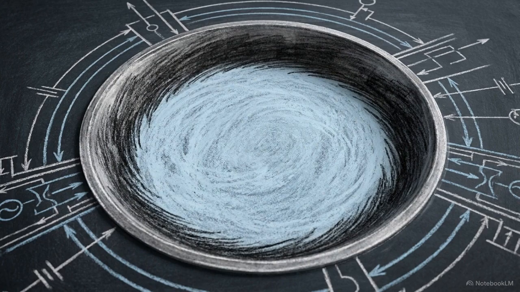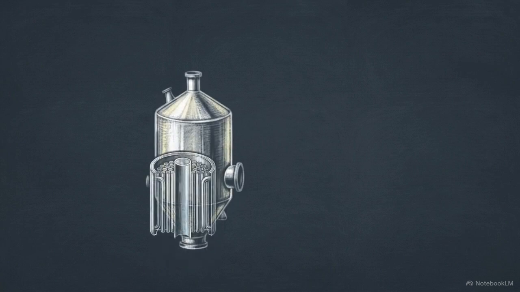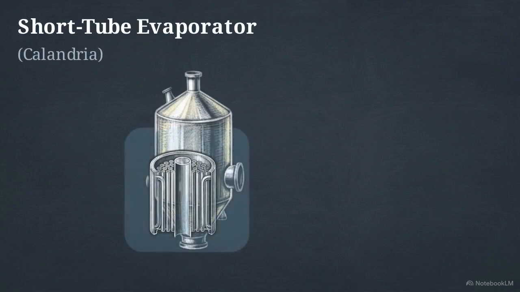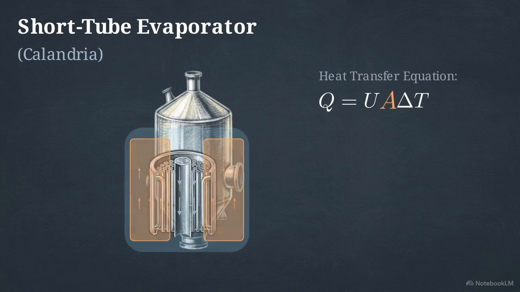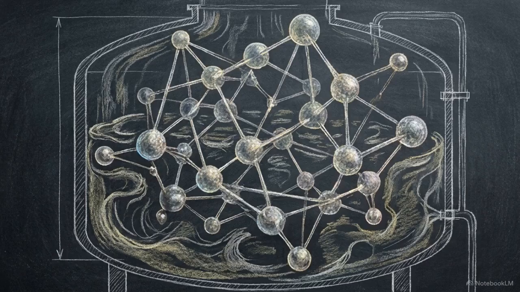In this open pan setup, the entire volume of liquid is heated simultaneously. This subjects the medicine to heat for unacceptably long periods. To solve this, engineers developed the short tube evaporator, also known as the Calandria. Instead of a single wide pan, the fluid is pushed through an internal nest of hundreds of small tubes, which drastically increases the available heating area. While the Calandria maximizes surface area, the fluid is still recirculating inside a large tank. The residence time remains dangerously long for sensitive modern biologicals.